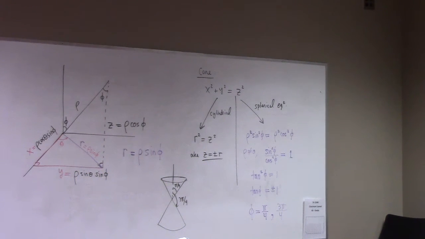What's the equation of a sphere? This is my last example, then I'm going to go on. x squared plus y squared plus z squared equals 9. Cartesian equation for a sphere centered at the origin, right? Radius 3.